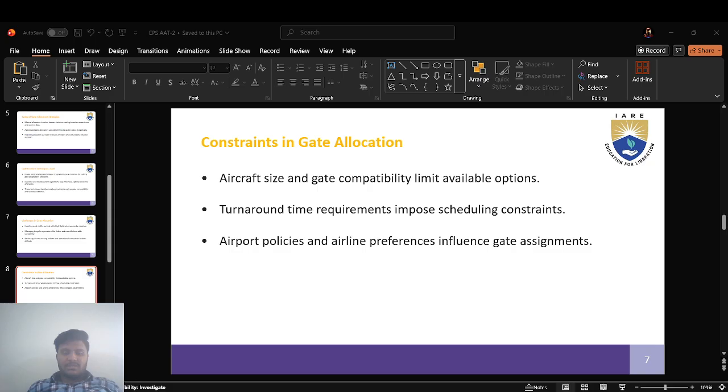Managing irregular operations like delays and cancellations adds another layer of difficulty. Flights can be delayed because of bad weather, technical issues, or air traffic problems. Balancing fairness among airlines and operational constraints is about giving all airlines a fair chance to get good gates or time slots while also considering real-world limits.